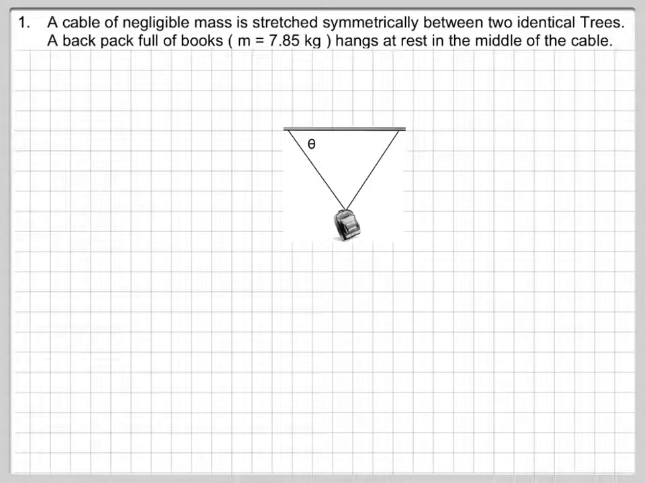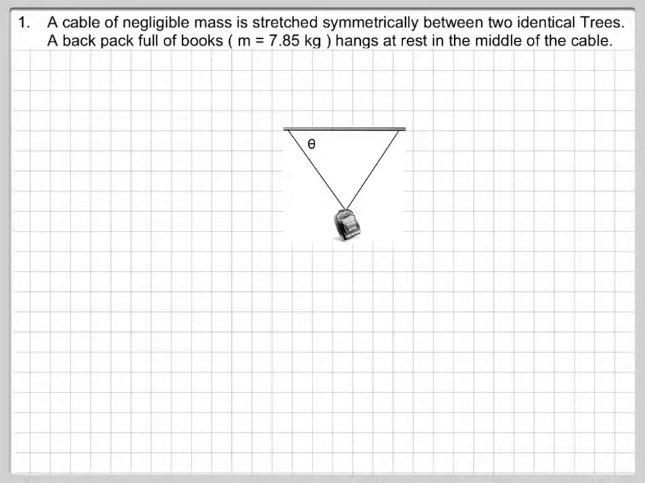A cable of negligible mass stretched symmetrically between two identical trees. A backpack full of books hangs at rest in the middle of the cable. I wonder what tension force there is in those cables supporting the backpack.